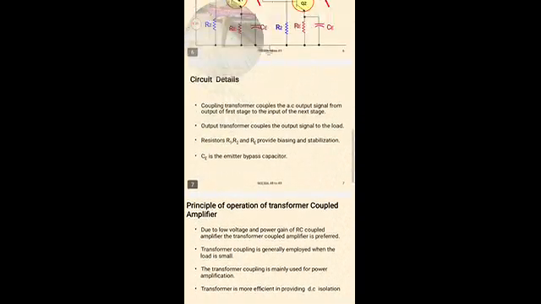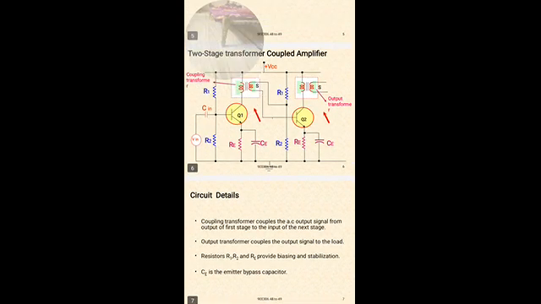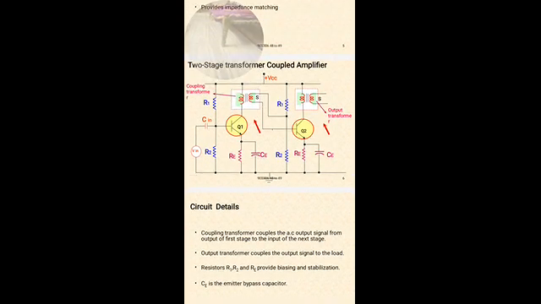Here the main advantage is that the signal is being transferred from one stage to the next stage with impedance matching. Only the AC signal will transfer from one stage to the next stage, isolating the DC voltage, because the transformer is a pure AC device.